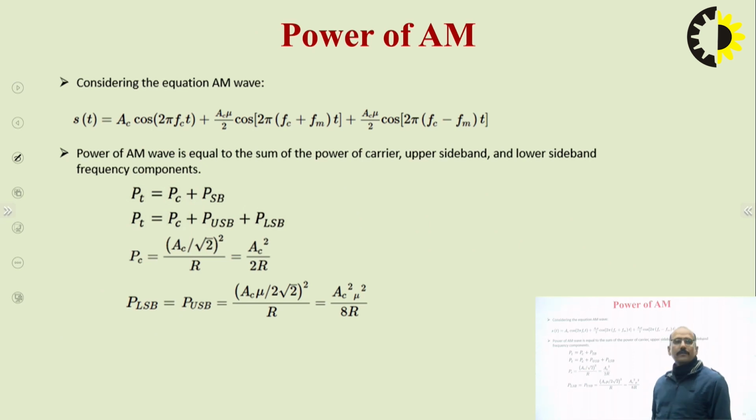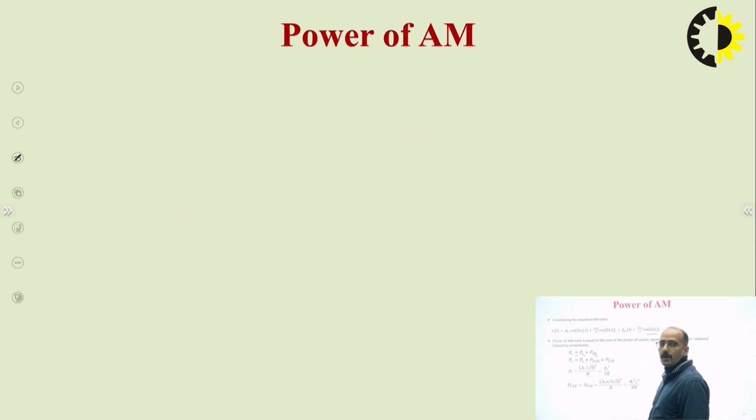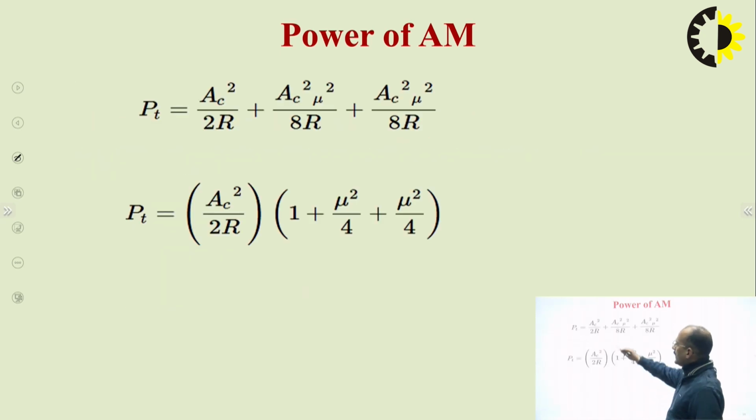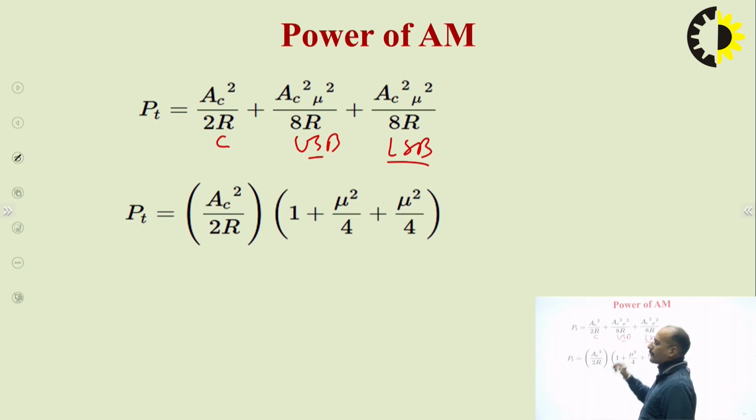Also the power of AM, that is in terms of the complete part, and that power is basically related to the power content of the AM, in which the total power is equal to the power of the sidebands plus the power of the carrier, and by adding those two parts, we will get the power of AM, that is AC square by 2R for the carrier, and the same for the upper sideband and the lower sideband. Here you can see that both the upper sideband and lower sideband are carrying the same information. That's why the amount of power is also equal.